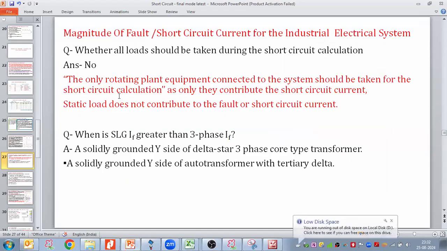Now there is again one choice here: take the large motors, but the small motors you do not need to take individually. Club them together and use them as a lump load. So all your static load and small motorized load are lumped together and used as a lump load.